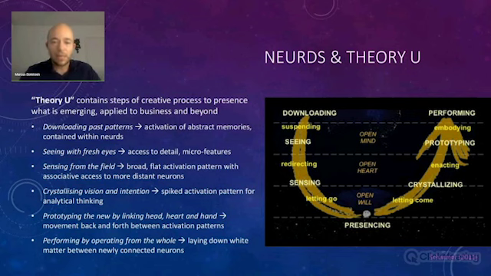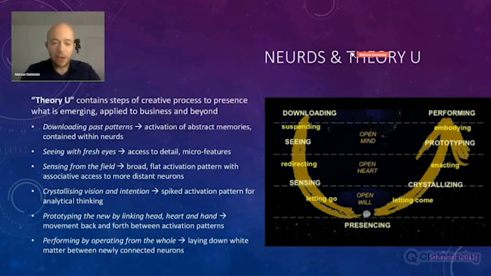So let's begin. In Theory U, we begin with downloading past patterns. So that's a way of saying we are activating our abstract memories, what we currently know, the detail and the general aspects of a situation. And that is contained within NERDS, of course. We're not focusing in on one thing, but we're downloading patterns. So we're beginning to bring in and activate information about what it is that we're trying to figure out.